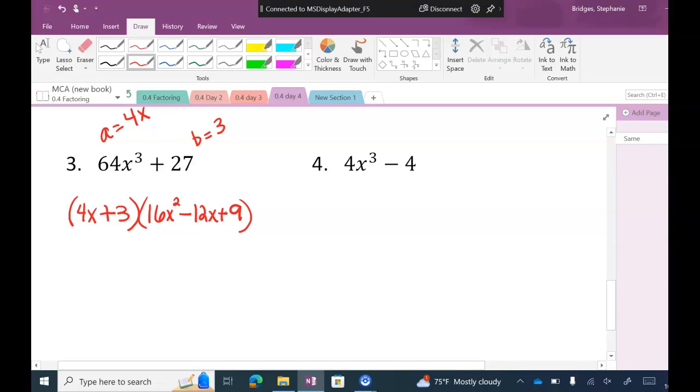Does 4x plus 3, can that factor? Are they perfect squares or perfect cubes? No. Okay, so be very careful with that.